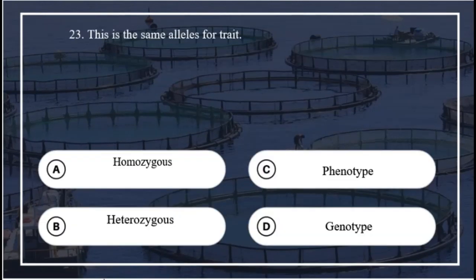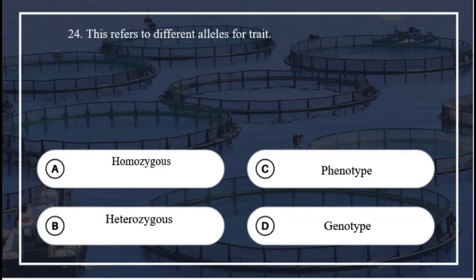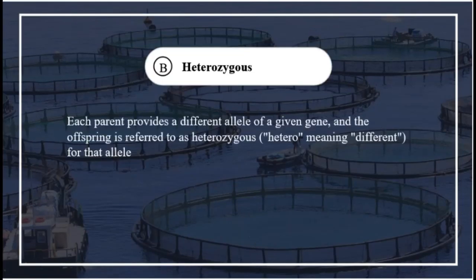23. This refers to the same alleles for a trait. A. Homozygous. B. Heterozygous. C. Phenotype. D. Genotype. Answer. A. If the paired alleles are the same, the organism's genotype is said to be homozygous for that trait. 24. This refers to different alleles for a trait. A. Homozygous. B. Heterozygous. C. Phenotype. D. Genotype. Answer. B.